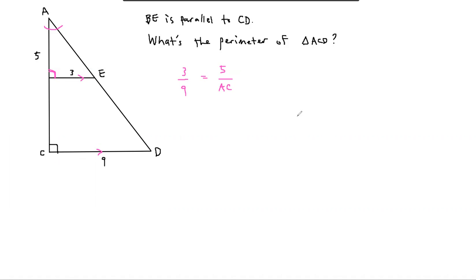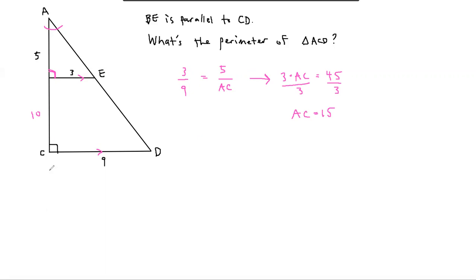We can then solve for the length of AC. Anytime you have two fractions equal to each other in a case like this, your best bet is to cross-multiply. Cross-multiplying allows us to say that 3 times AC is equal to 45. We can then divide both sides by 3, and this tells us that AC has a total length of 15. This piece is consequently 10.